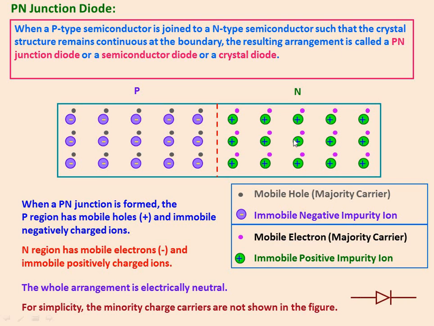This is the circuit symbol for the PN junction diode. You can notice here, this is the positive side and this is the negative side. Let me write it down, it will be very clear for you.